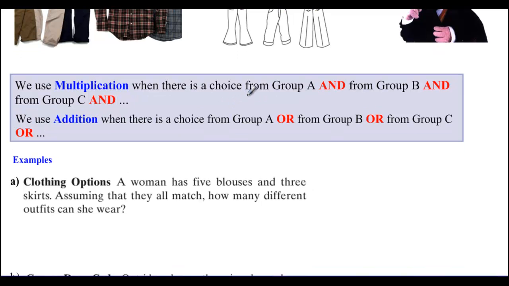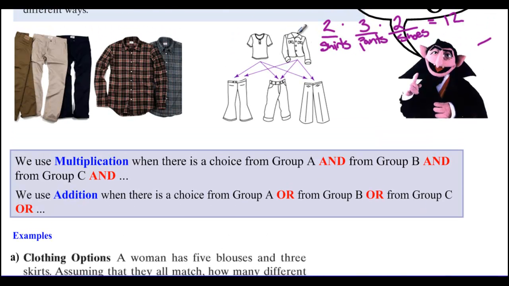So we use multiplication whenever there's a choice from group A and group B and group C. And we use addition when there's a choice from group A or group B or group C. So for instance, back to our picture with the 2 shirts and the 3 pairs of pants, if I said that you could pick one piece of clothing from either the shirts or the pants, well, now you only have 5 options. So we'll be adding these. If it's talking about or, you're adding. If it's talking about and, you're multiplying.